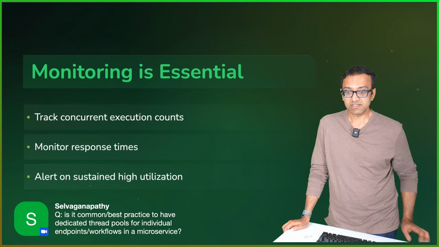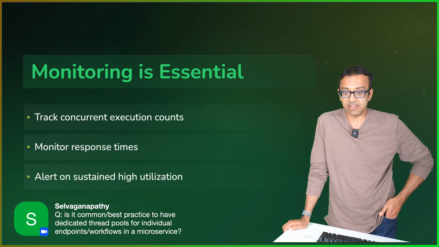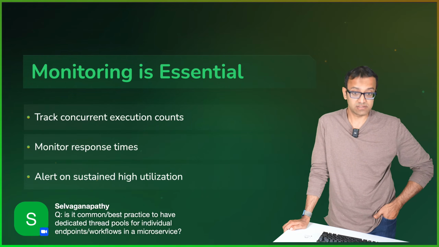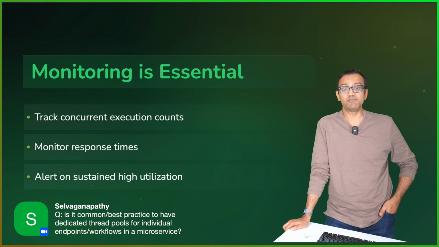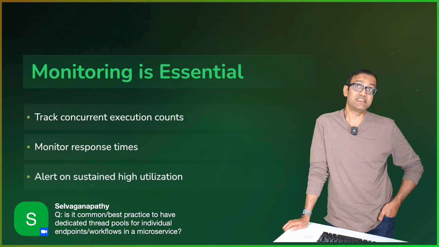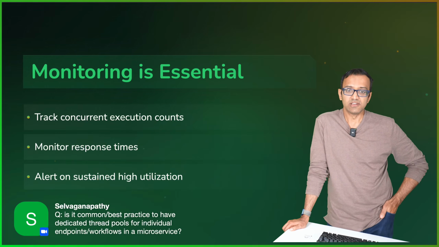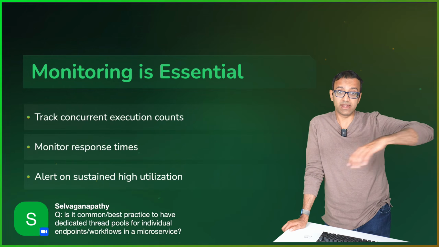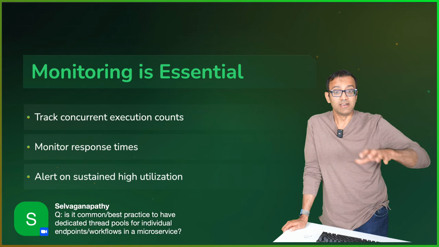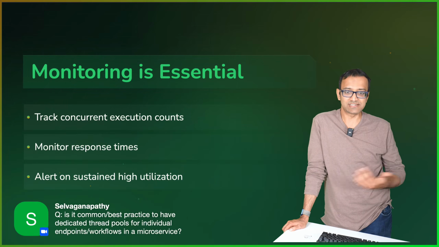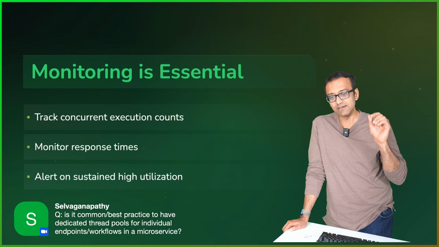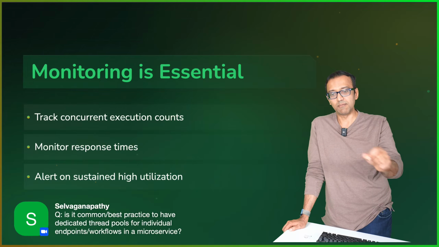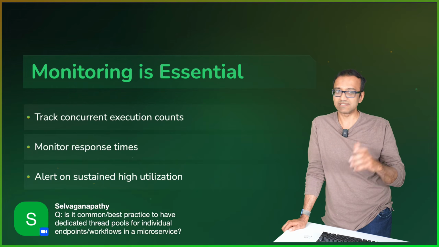Is it common practice to have dedicated thread pools for individual endpoints or workflows in a microservice? Yes, it is a common practice. This is what's called the bulkhead pattern. You set different thread pools for different services, so that even if one service is slow and consumes all the threads in its thread pool, the other services can still work. They have their own thread pools and they're fine. Only the slow service is blocked from creating new threads. This is a very common pattern, yes.